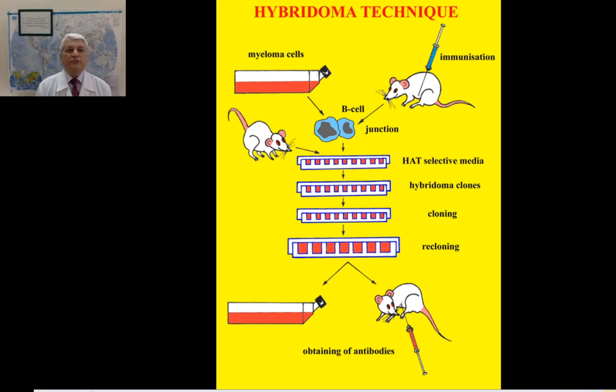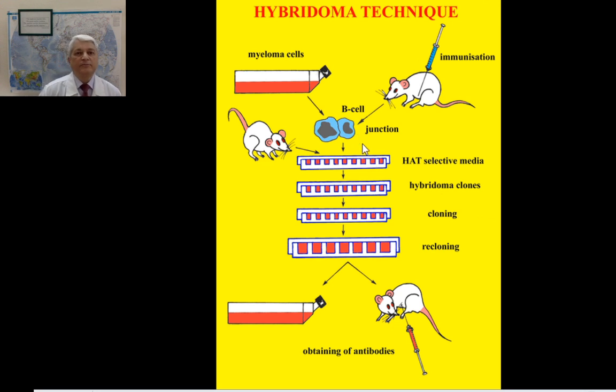Köhler and Milstein solved this problem by hybridization of two cells: a malignant tumor cell and a normal B lymphocyte. So, at first, we have a culture of malignant tumor cells. These cells are immortal because they are malignant. And now we need to receive the second cell, the B lymphocyte, which is producing antibodies with desired specificity.